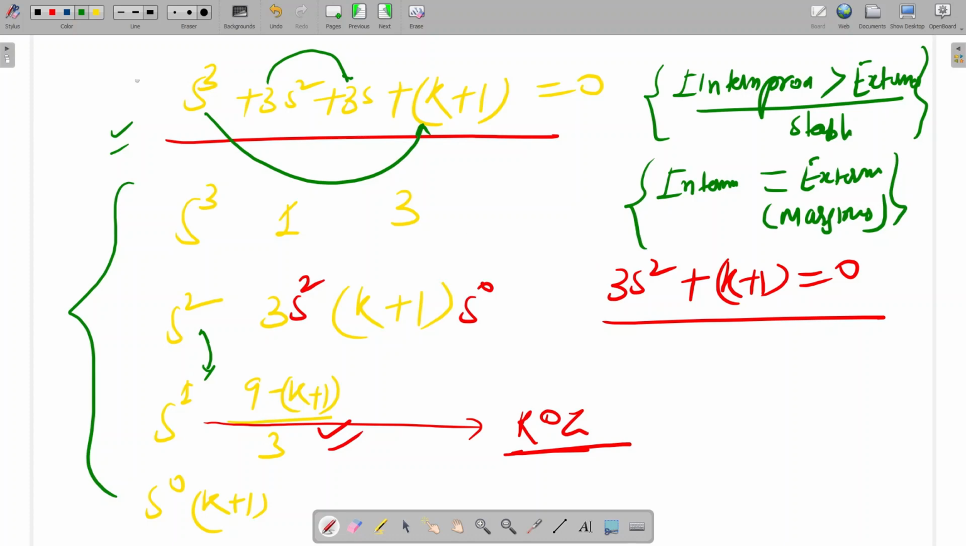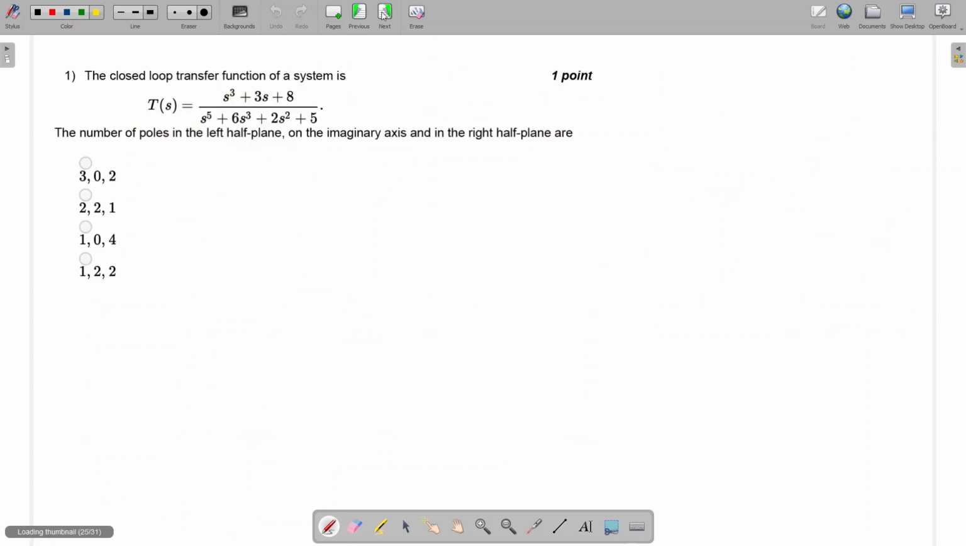And what will be the auxiliary equation in case of marginal stable? That will be this first, second term and this fourth term. So directly we can write. Is it clear? Yes, sir. Okay, so moving to the next question. Most of the concepts I have covered here, I think.